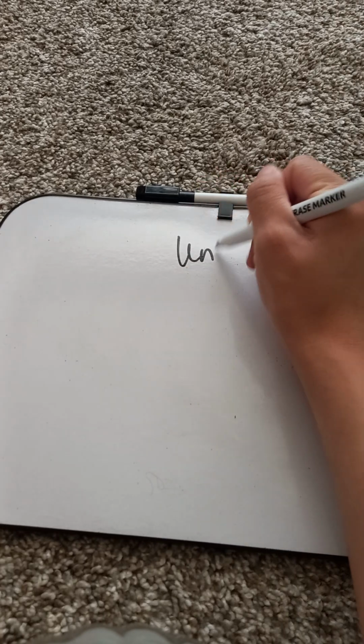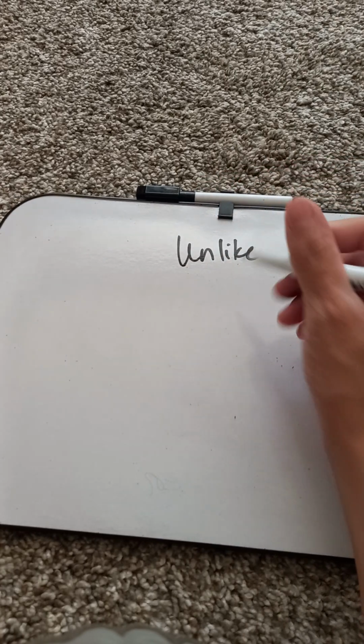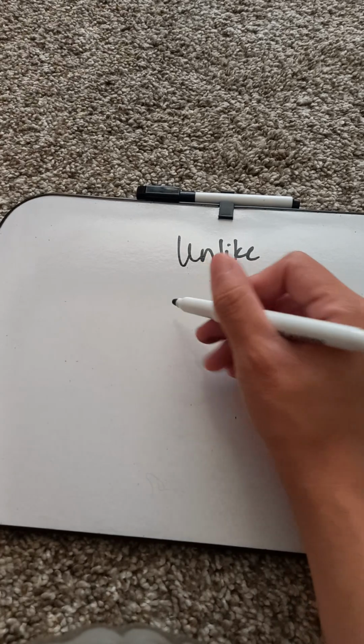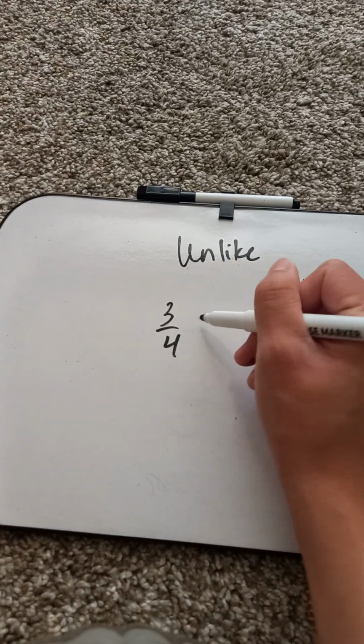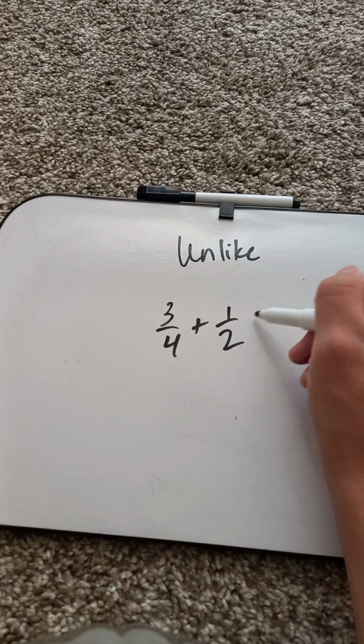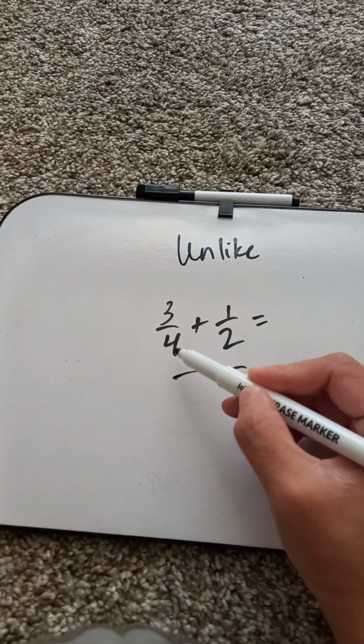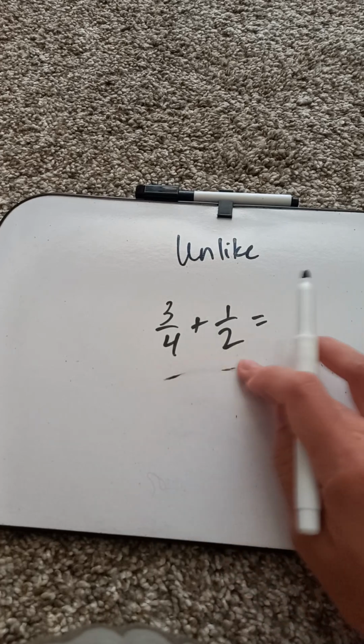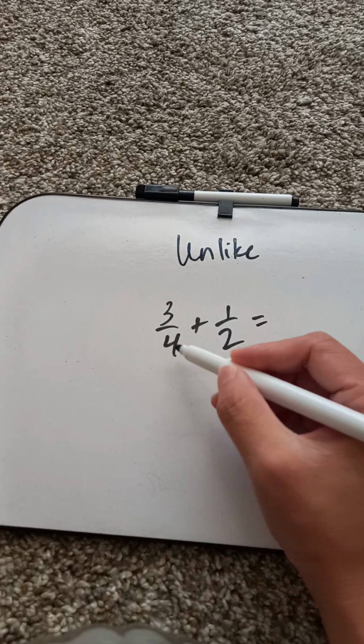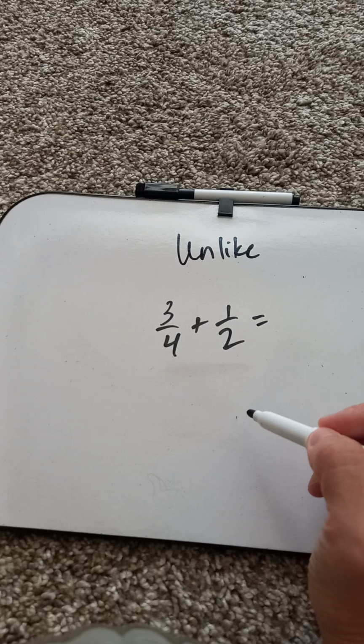But where it gets a little bit murky is when you have unlike fractions. So unlike fractions have different denominators. So if we had 3/4 plus 1/2, we see that these denominators do not match. So we can't just do 4 plus 2 is 6, right? We have to fix it. We have to get the denominators the same. So how do we do that?